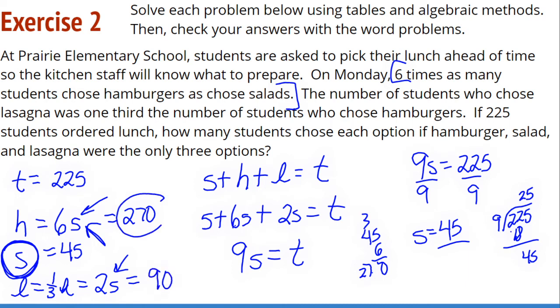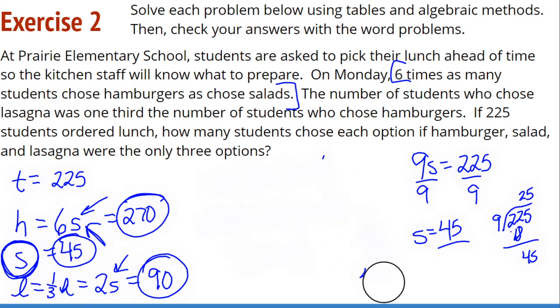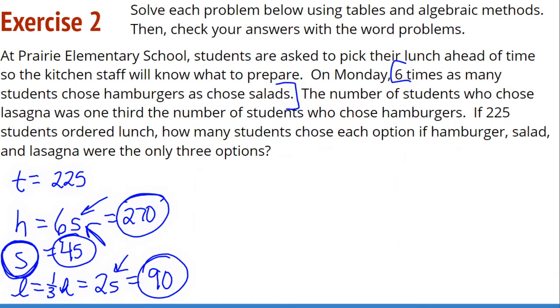So I'm going to say there are 270 students that ordered hamburgers, 45 that ordered salads, and 90 that ordered lasagna. Now, double checking my work here. I've got 270 plus 45 plus 90. 11 and 9 is 20. Uh-oh, something's not right here. I added it together and it didn't equal 225. I've messed up. So the question is, what did I do wrong?